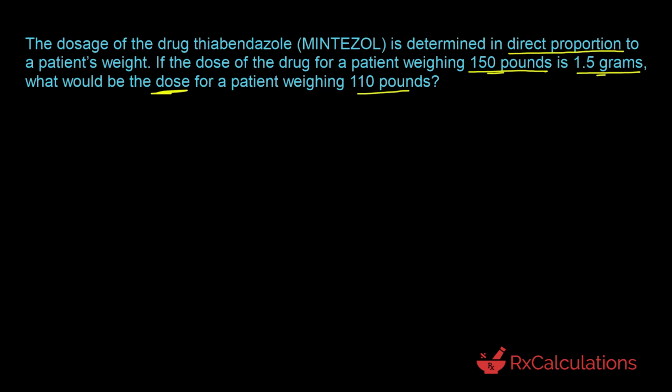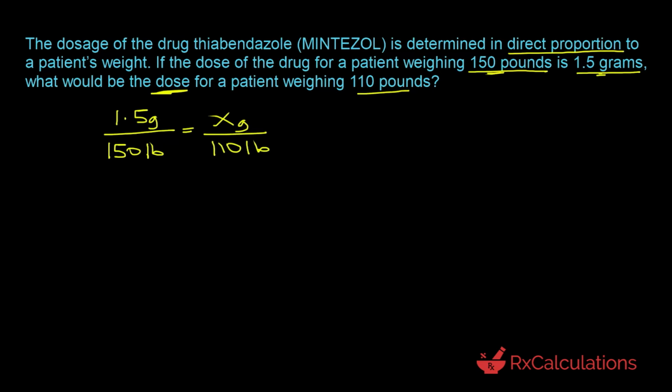So we're going to set up the proportion as follows. We're going to make use of the 150 pounds and the 1.5 grams and make the statement that 1.5 grams of thiabendazole is needed for a patient who weighs 150 pounds. So the next step then is to set this ratio equal to some quantity in grams divided by 110 pounds.